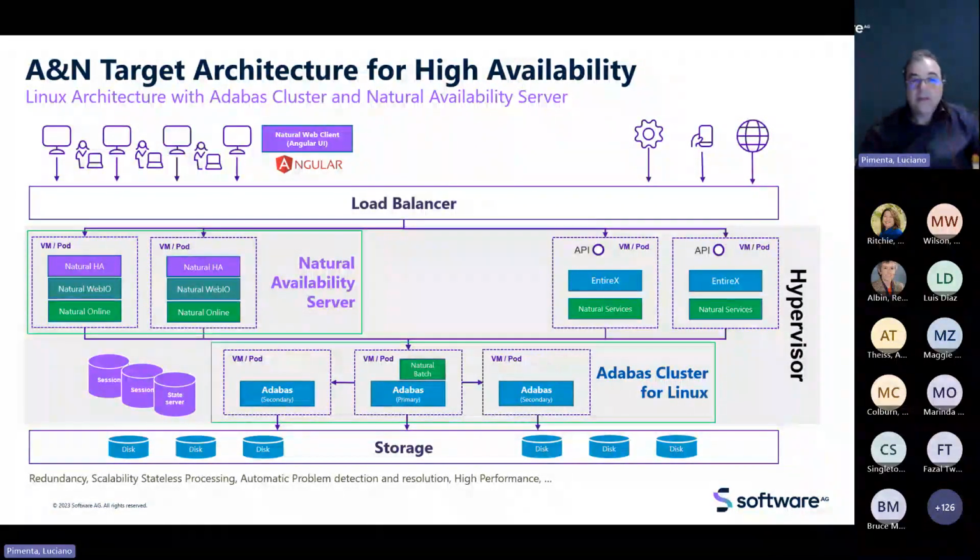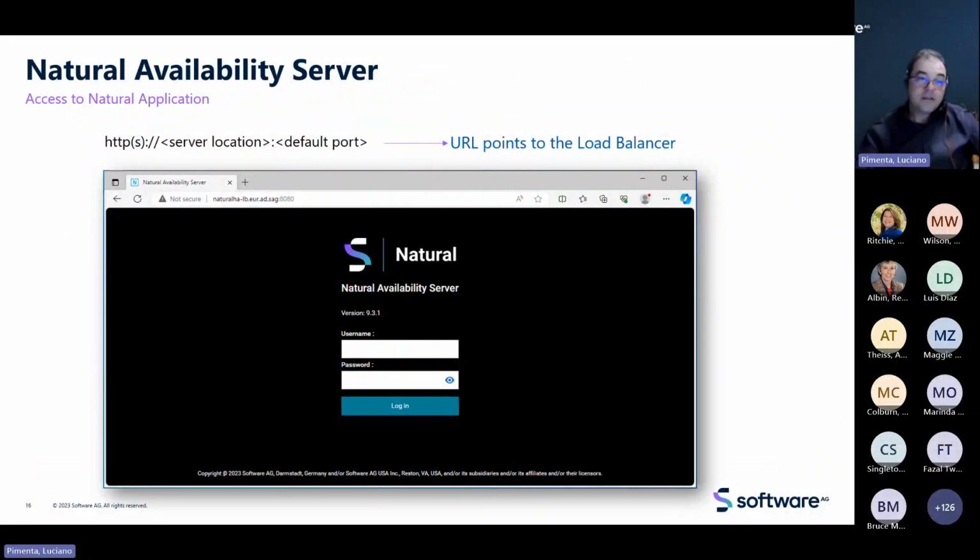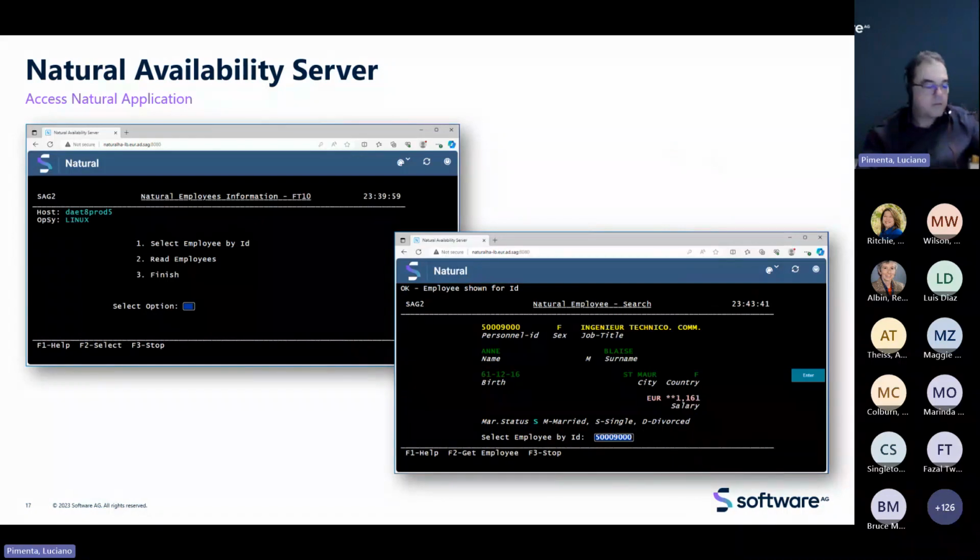And for sure, it gives you an additional benefit, which is the brand new rich Angular web-based interface for the end users. I give you a view of this in the next slide. So you see, this is the new interface that comes along with the Natural Availability Server. You can move away from the old terminal emulators and just start using what we deliver by default together with the Natural Availability Server. This is our landing page when the user is asked to provide credentials. And here are two more screens, so you have a look and feel of an application written in Natural using the Natural Availability Server.